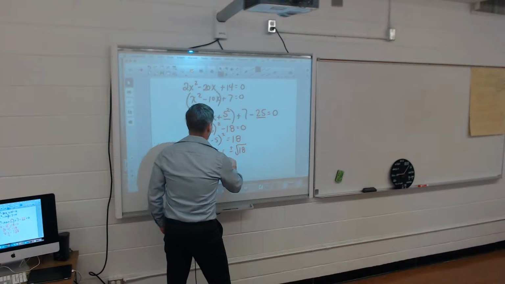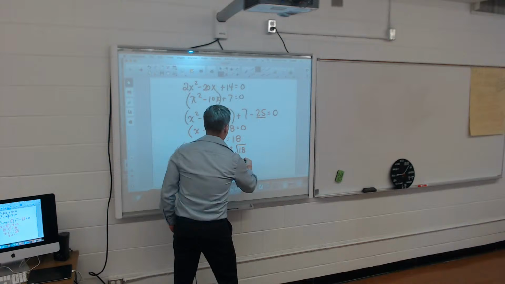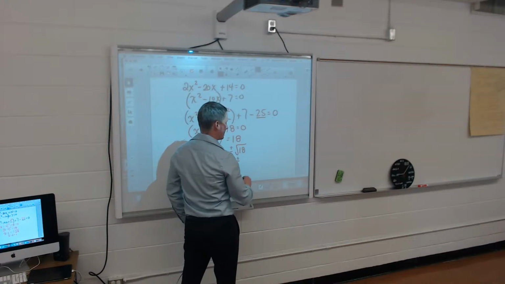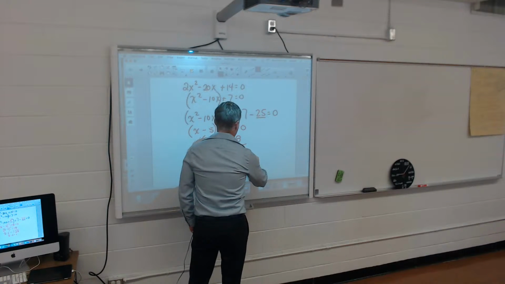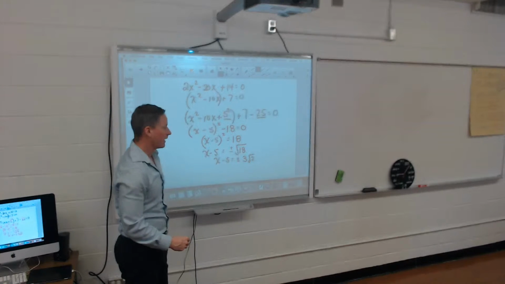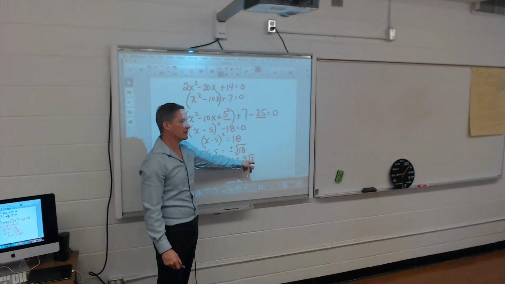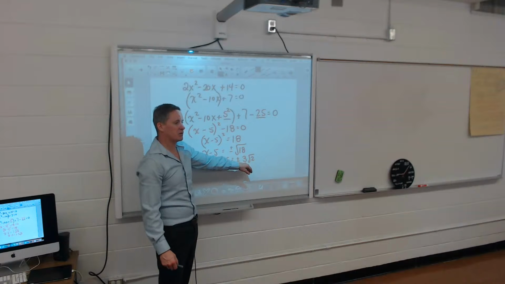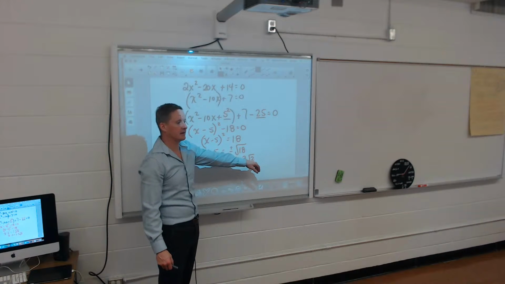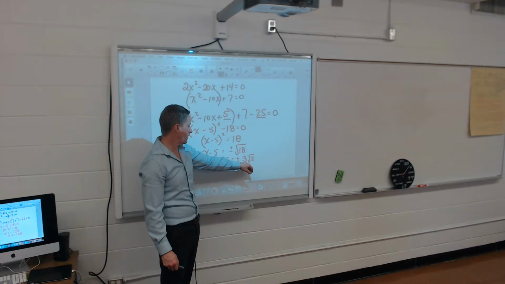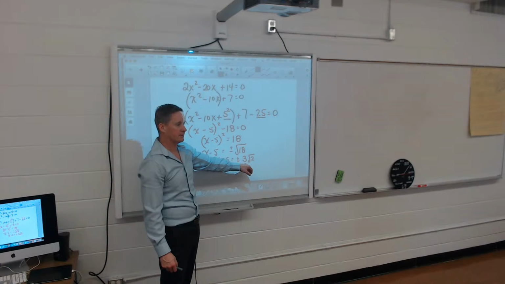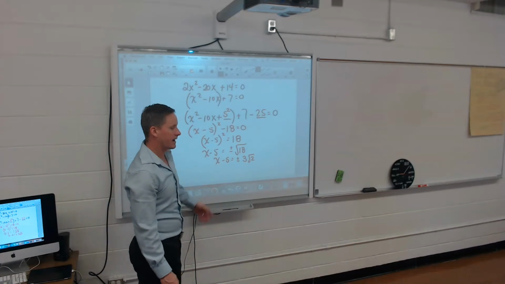So I've got x minus 5 is equal to plus minus. What is the square root of 9? You do 2 and then the square root of 9. That's right. So I have that. We put the whole number first and then the radical. So this is the square root of 9 times root 2, which is root 18, right? And the square root of 9 is 3. Okay? And then what's my last step here?